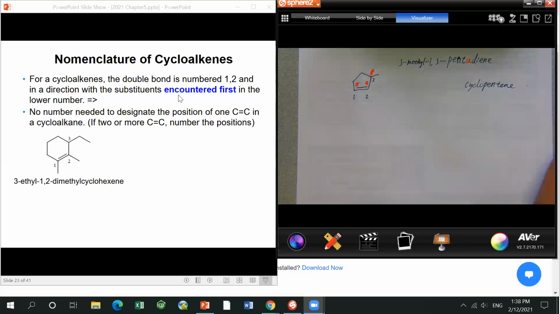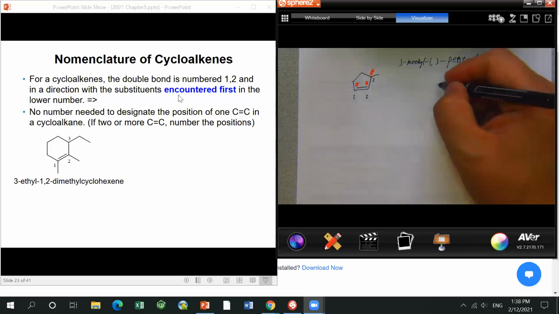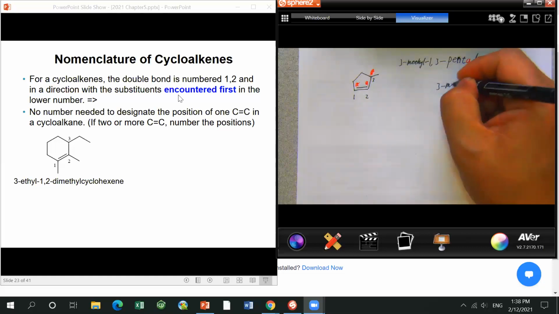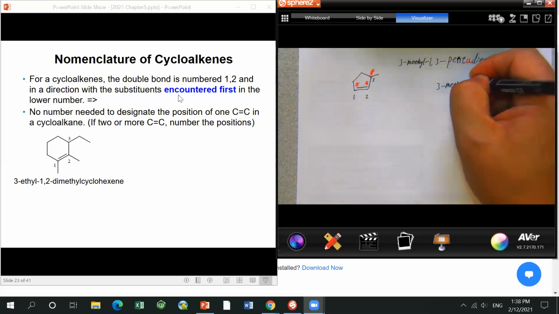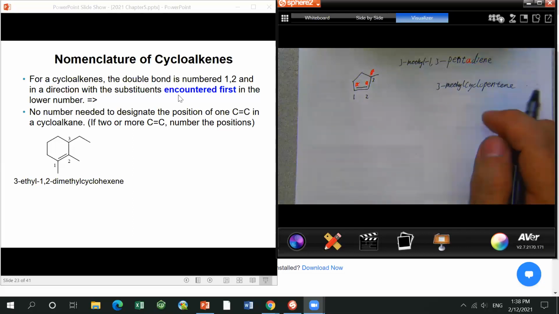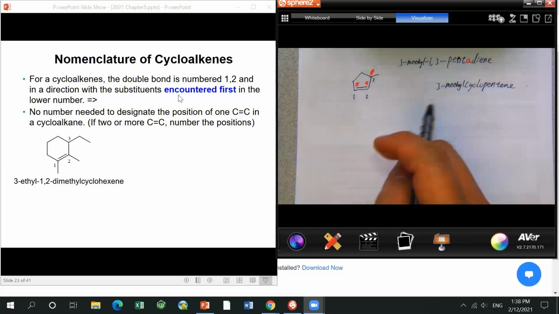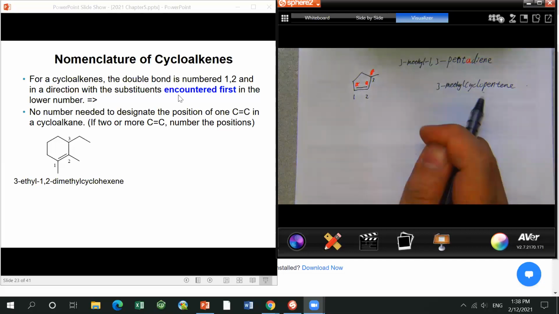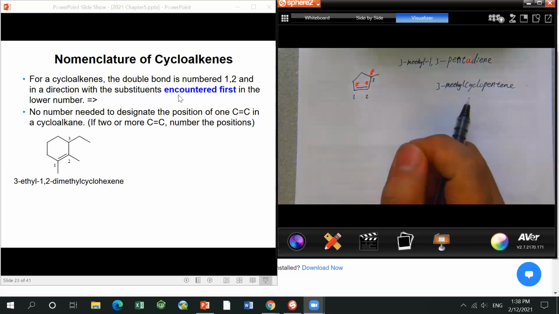Once you finish numbering, the rest is pretty easy. It should be called 3-methylcyclopentene. You don't need to give a location number for the double bond because the double bond has to take carbon 1. That's what is shown here.